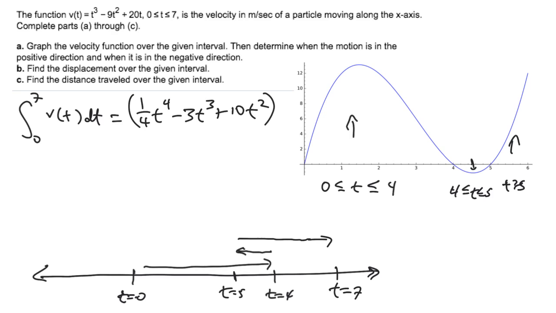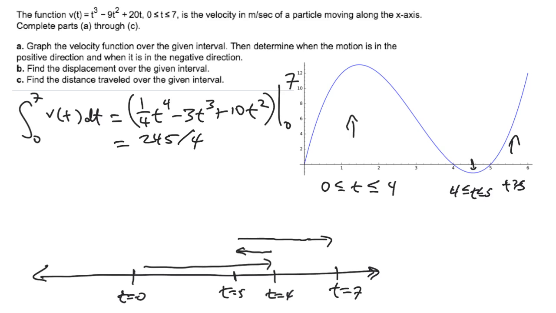So that's an antiderivative of the velocity function. This is the velocity function. It only takes a second to check that the derivative of that is t cubed, derivative of that is 9t squared, derivative of that is 20t. So it's very easy to check that that derivative is what it's supposed to be. And then that gets evaluated between 0 and 7. I did that on my computer here, and I get the displacement is 245 over 4, so 61.25. Now that's just how far you end up from where you started.